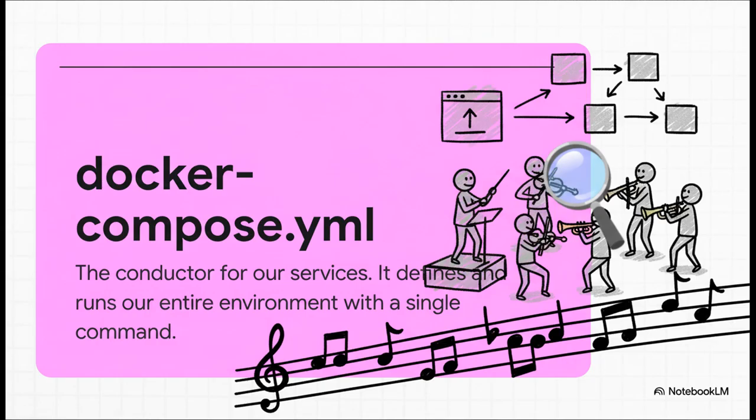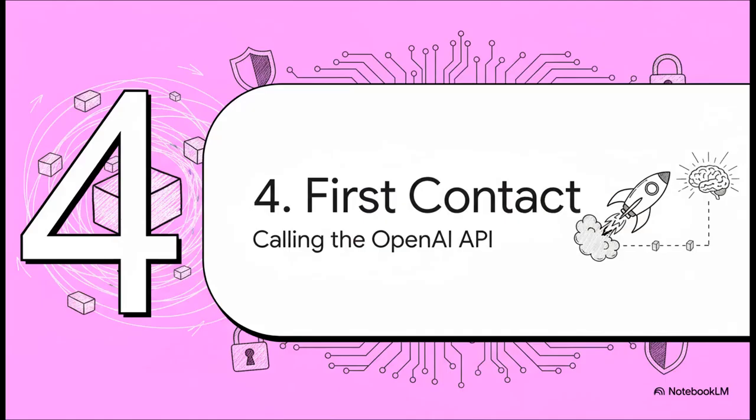And then, to actually make it all happen, we use a Docker Compose YAML file. I love this analogy. If the Dockerfile is the sheet music for one musician, Docker Compose is the conductor for the entire orchestra. It's the file that says, okay, we need this Jupyter Notebook service running, and it needs to talk to this other thing. And it lets us start and stop our entire environment with just one simple command. It's incredibly powerful.